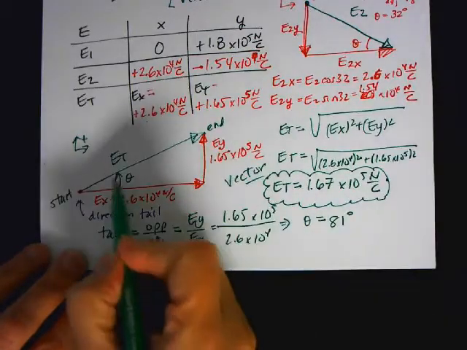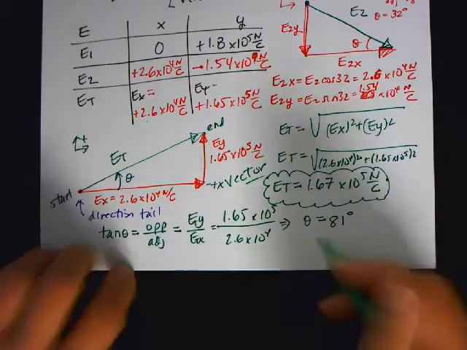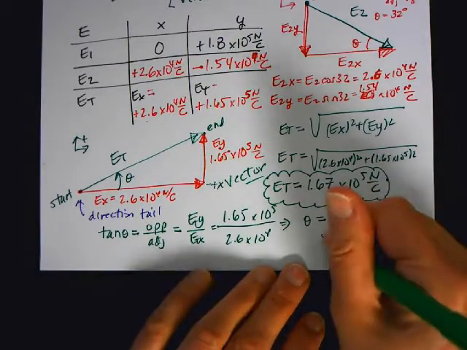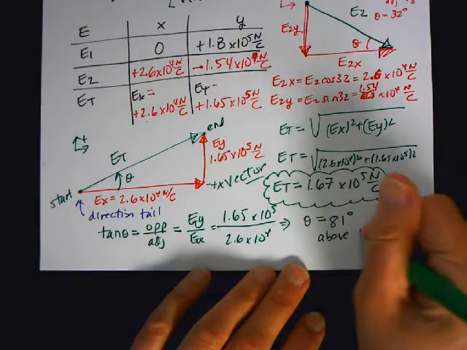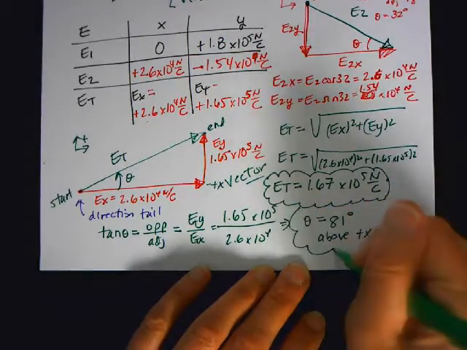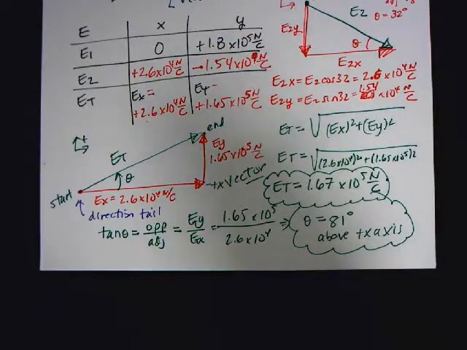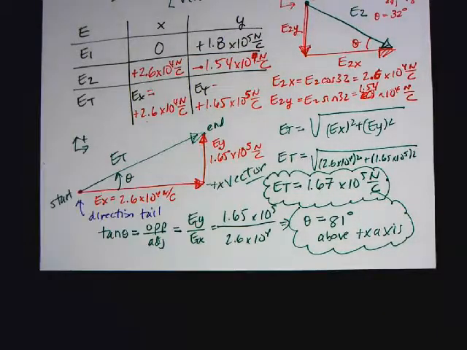So you see this 81 degrees is this way. So this is my plus x-axis. So I'm going to say 81 degrees above the positive x-axis. So that's my total answer. So if you look at your answer sheet, in parentheses, the final answer, it says 1.66 times 10 to the 5 newtons per coulomb, and then it says 81.1 degrees above the positive x-axis.